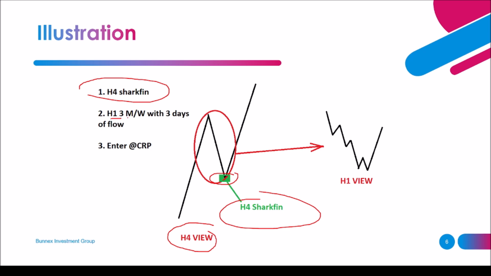giving us an M or a W pattern with 3 days of flow. So at the point of the shark fin on the H4 time frame, if we switch to the H1 view, we need to see a W pattern. The next check is to see whether that W pattern occurred after there has been 3 days of rise or 3 days of drop. At this particular point, that is when we start to prepare ourselves to enter. I understand this might be a little bit confusing. Don't worry, we are going to go to practical examples on real markets.